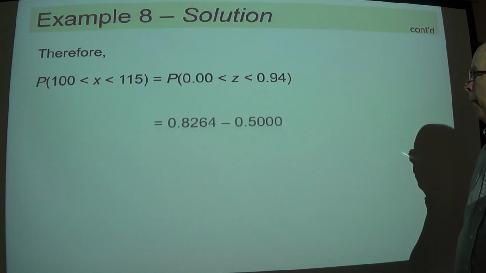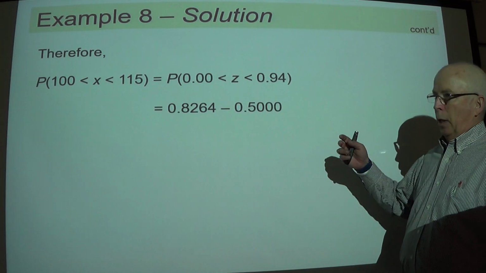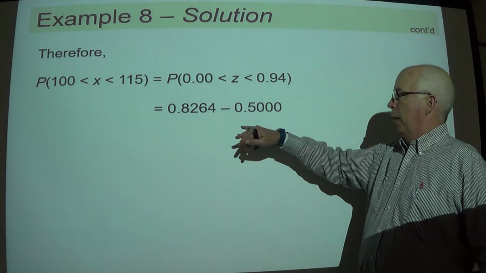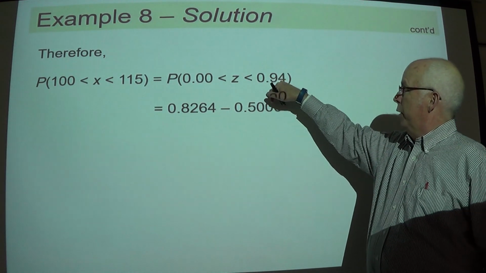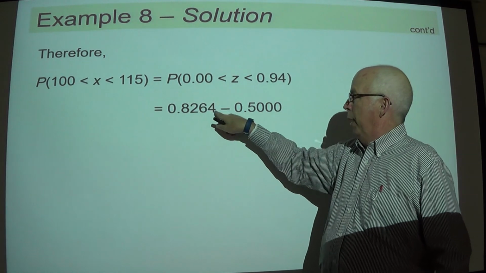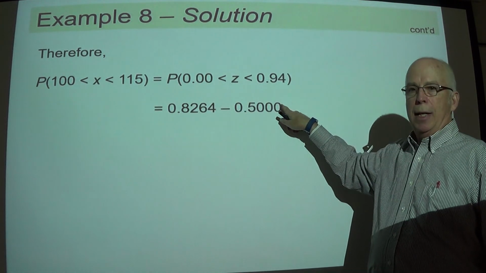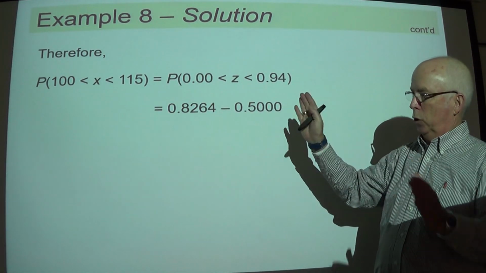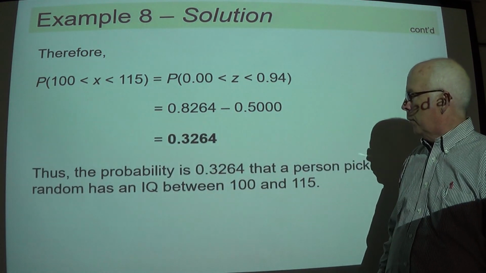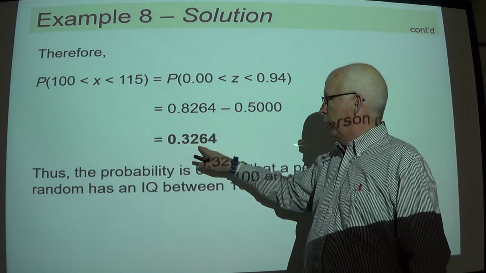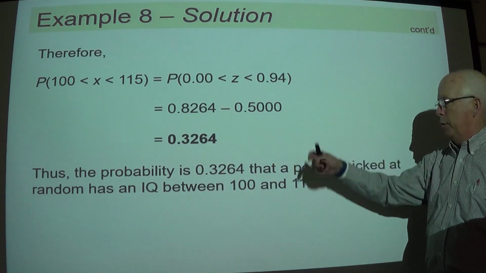All right. So if you look at table 3 in the back of your text, or the table that I printed out for you, the area to the left of a z-score of 0.94 is 0.8264, and we're going to subtract that left half of the curve out because we're just looking at an IQ score of 100 to 115, and you come up with 0.3264, right? Just doing the basic math.